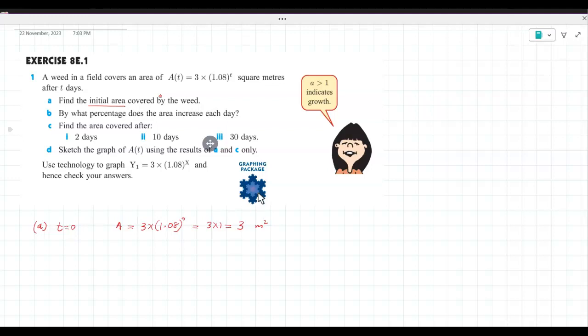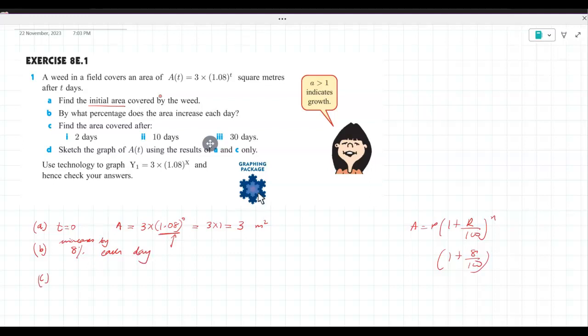What percentage does it increase each day? Look at 1.08. This increases by 8% each day. It's 1.08. You remember the compound formula A is equal to P into 1 plus R upon 100, raised to n. So if you do 1 plus 8 upon 100, that becomes 1.08 basically. So 8% each day.